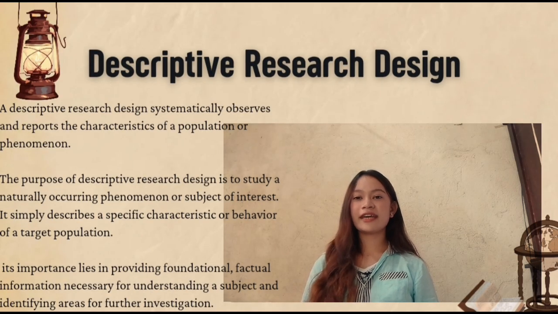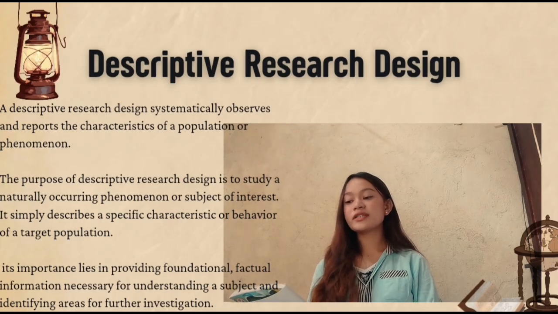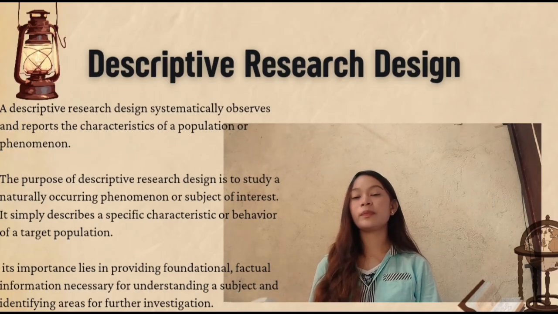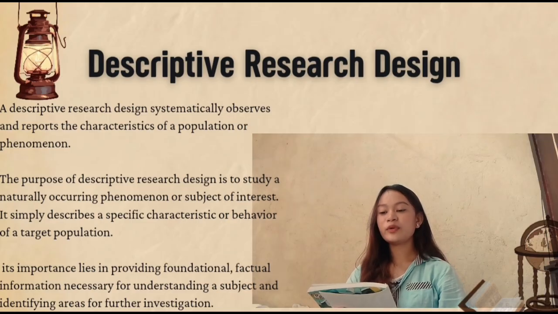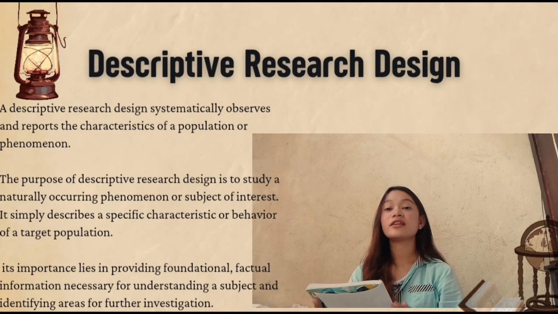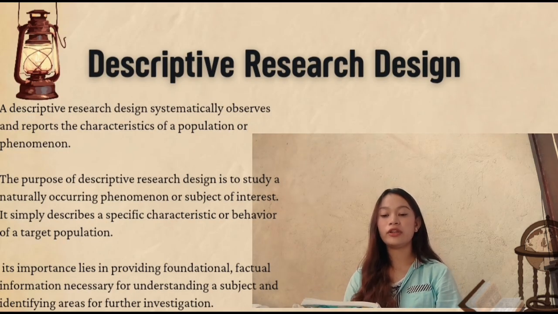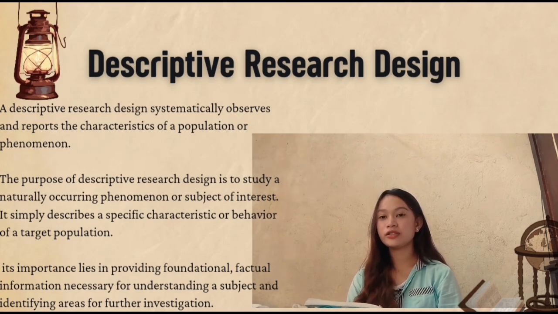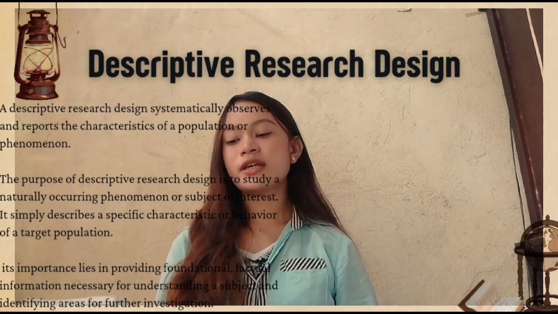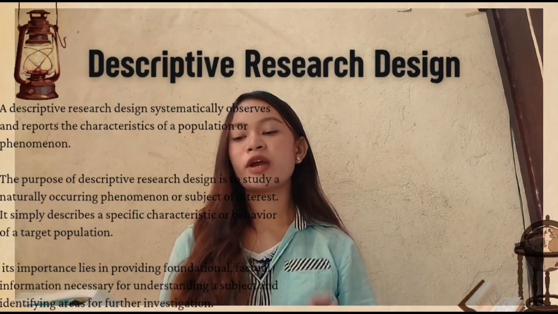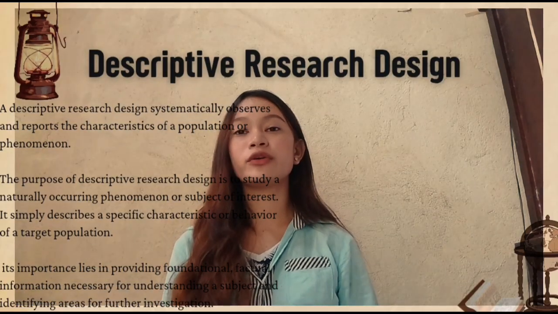Descriptive research design. A descriptive research design systematically observes and reports the characteristics of a population or phenomenon. It does not change or control anything. It only describes what is happening. The purpose of a descriptive research design is to study a naturally occurring phenomenon or subject of interest. It simply describes specific characteristics or behavior of a target population. It helps researchers understand what's going on by describing the characteristics or behavior of a group or population.